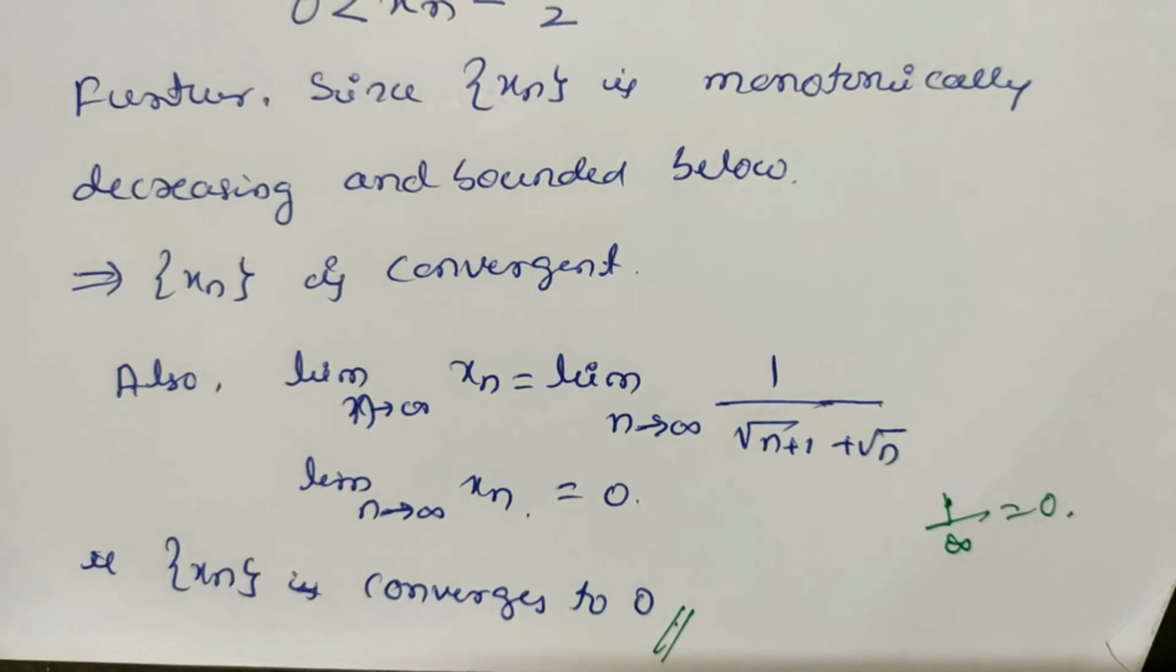So what did we prove here? First we proved the sequence is monotonic. After that we proved it is bounded. And since it is monotonically decreasing and bounded below, it is convergent. And we also found the value of its convergence. So the sequence xn converges to 0. This is all about today's session.